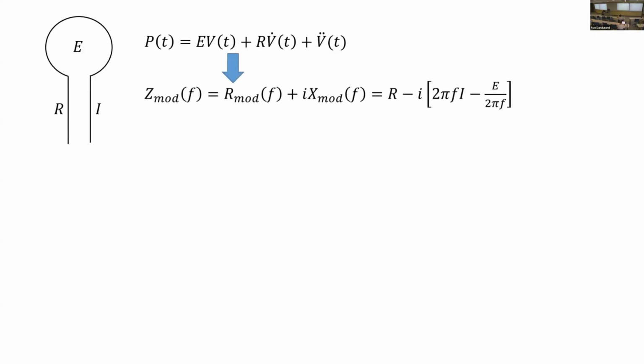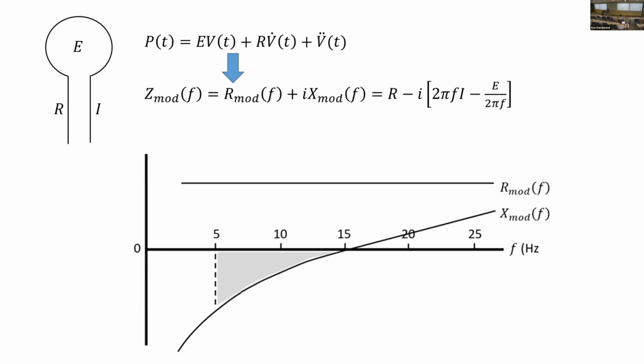Still staying in the realm of mathematics, you can calculate the impedance of that model. It's this here. There's a real part R, and this thing in the square brackets is the imaginary part. And what that looks like, if you were to draw it, is this. You have the real part, the resistance, on the top, the reactance on the bottom.